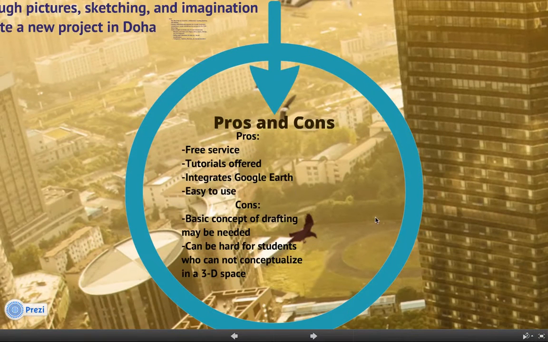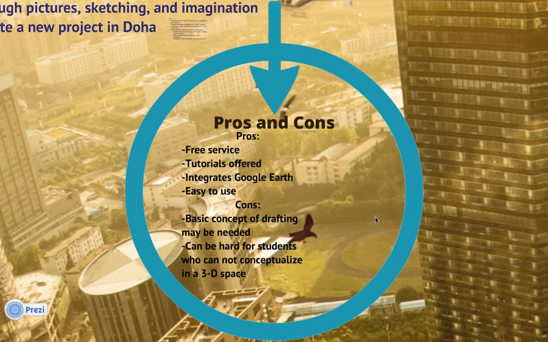So the pros and cons of SketchUp. The pros are that it's a free service. Tutorials are offered. You can integrate it with Google Earth. It has been taken over by Google at the moment, so it's Google SketchUp, and it integrates with all Google things. It has 3D Warehouse, and it's easy to use. The cons are that the students need some 3D awareness, so it might be difficult for younger students who can't conceptualize 3D space.